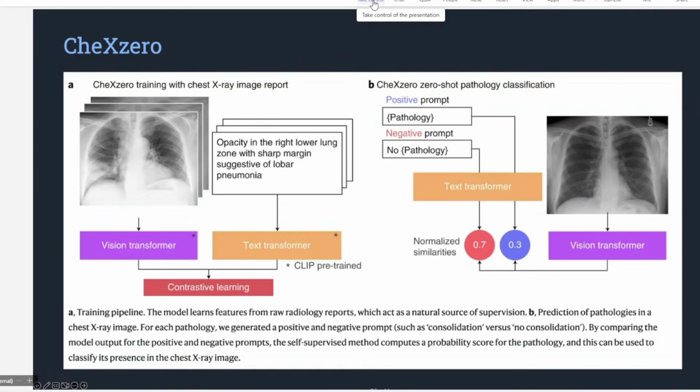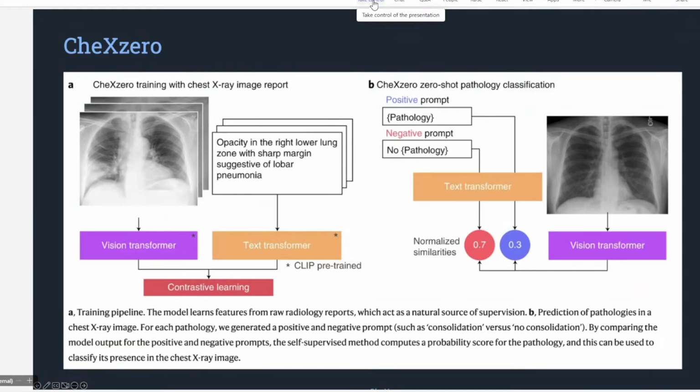The result was an even better zero-shot pathology classification, where you have just prompts like no pathology and pathology being passed through the text transformer, and the image is being passed through a vision transformer, and then similarly, cosine similarity matching gives you the higher similarity option. So in this case, the model thinks this is an image of no pathology, like a negative prompt. We can see the similarity is higher on the left side.